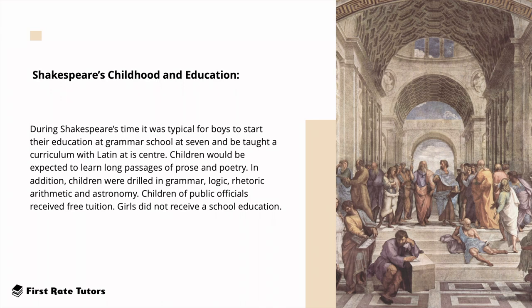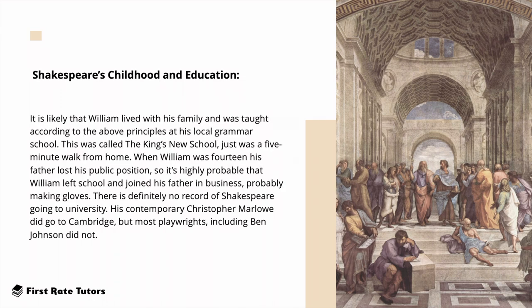Now, children of public officials received free tuition, however, girls did not receive a school education. So it's likely that William Shakespeare lived with his family and was taught according to those principles at his local grammar school. This grammar school was called the King's New School, and it was just a 5-minute walk from home.